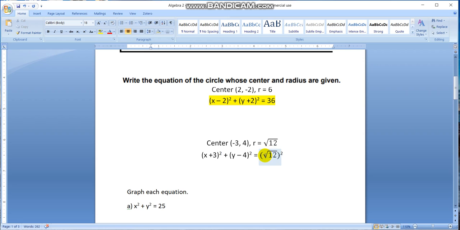Now this last part. So the square root will cancel out with the square. I don't know how many times I have to repeat that, but the square root will cancel out with the square. But some of you still can't do that, but it's okay. Hopefully you have some idea now. So the square root cancels out with the square. You're left with 12. And that's your answer.